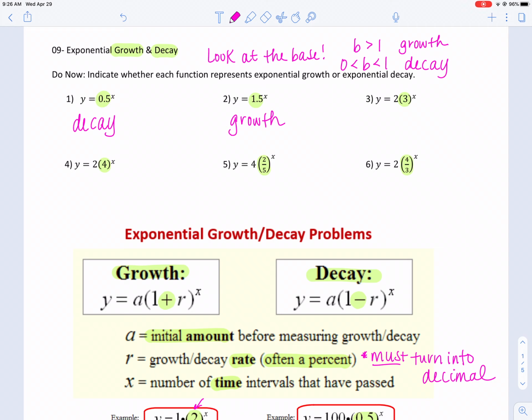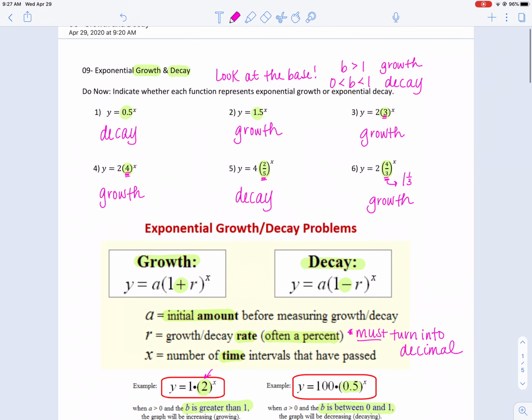Number 3, here's your base of 3. That's growth, greater than 1. Number 4, your base is 4. It's growth. Number 5, your base is 2/5. That's less than 1 because 5/5 equals 1. So if it's less than 1, it's decay. And here, 4/3, a little tricky. Remember, 3/3 is 1. So this is 1 and 1/3. That's technically 1 and 1/3, which is growth. It's greater than 1. Okay?